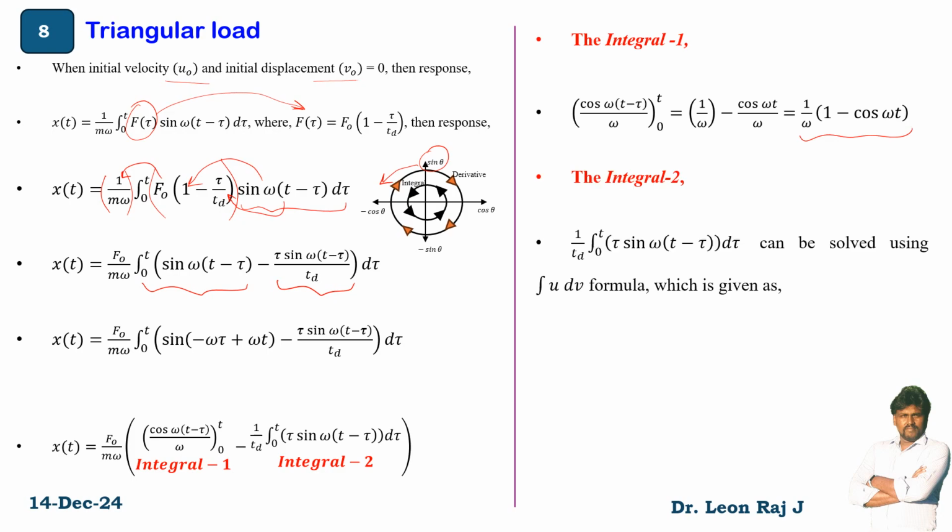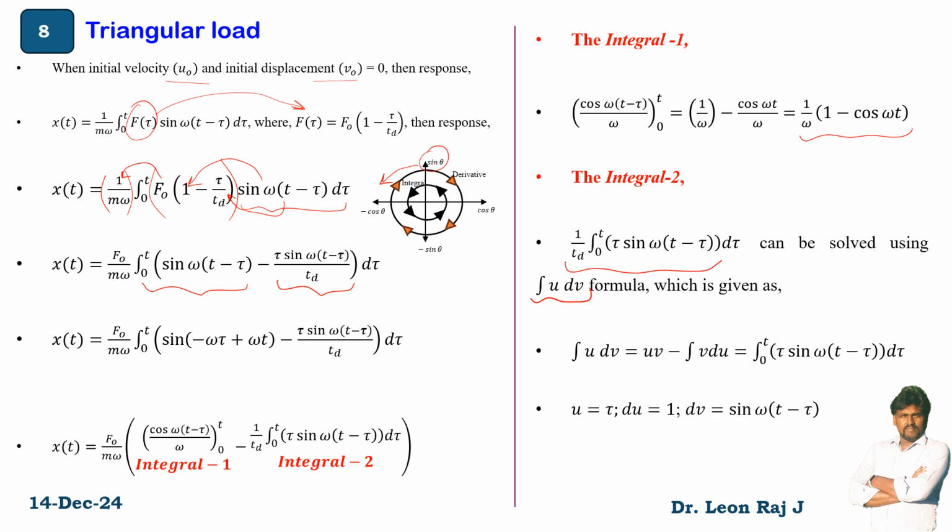In integral 2, this is like a UDV formula. The integral of UDV formula is used here to get the solution of the second integral. The integral of UDV is nothing but the integral from 0 to t of tau into sin omega (t minus tau) d tau.